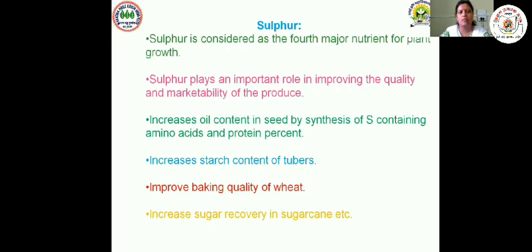Next is sulfur. Sulfur is considered the fourth major nutrient for plant growth. Sulfur plays an important role in improving the quality and marketability of the produce. It increases oil content in seed through the synthesis of sulfur-containing amino acids and increases the protein percentage. It increases starch content of tubers, improves baking quality of the flour, and increases sugar recovery in sugarcane.